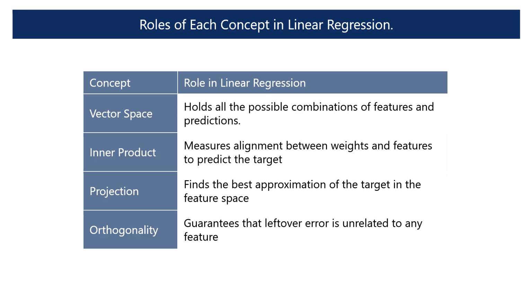Let's summarize the roles of each concept in linear regression. Vector space holds all the possible combinations of features and predictions. Inner product measures alignment between weights and features to predict the target. Projection finds the best approximation of the target in the feature space. Orthogonality guarantees that leftover error is unrelated to any feature.